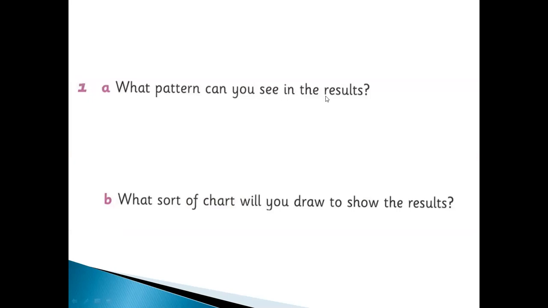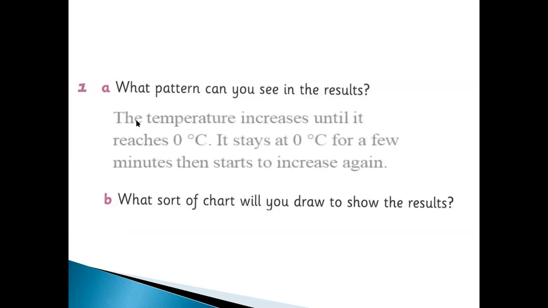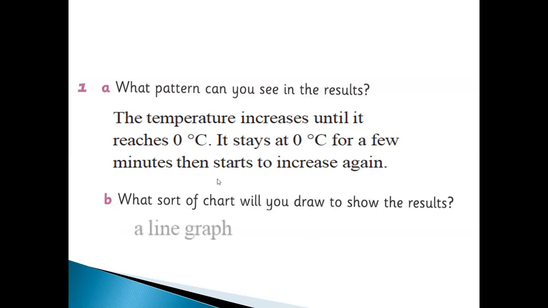What pattern can you see in this result? You can write: the temperature increases until it reaches 0. After 0, it goes 1, 2, 3, the temperature increasing. It stays at 0 for a few minutes. You can see in the table, for a few minutes it stays at 0. Then it starts to increase. What sort of chart will you draw to show the results? The same as in the previous unit, I told you, a line graph is used for temperature.